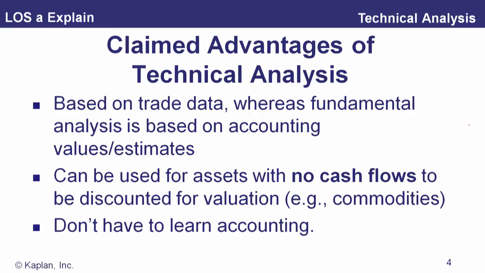Well, one of the claimed advantages of this is that it's based on trade data rather than accounting data, and accounting data can kind of be fudged around, as we know. It can be used for assets with no cash flows. Actually, some of the early technical analysis was in Japanese rice markets, where rice has no cash flow. It only has a future price that you can sell it for. Same thing with gold, copper, anything like this. And you don't have to learn accounting. So these principles for the commodities, assets with no cash flows, we can expand those to assets that do have cash flows. And not learning accounting is a big benefit, I think, to specializing in technical analysis.